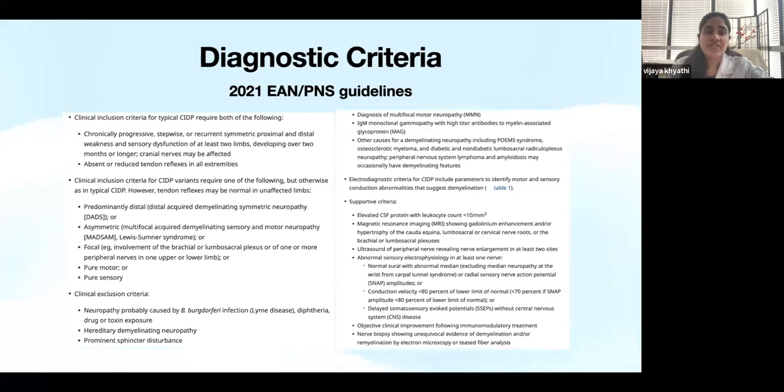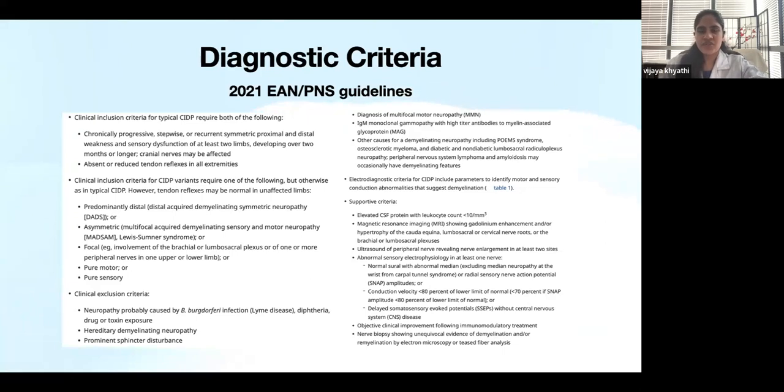Clinical inclusion criteria for CIDP variants are predominantly distal, asymmetrical, focal, or pure motor forms. The exclusion criteria are if the neuropathy is probably caused by Lyme disease, diphtheria, or toxin exposure, if it is hereditary demyelinating neuropathy, prominent sphincter disturbance, IgM monoclonal gammopathy, or other demyelinating neuropathies. If the patient has these conditions, then we need to rule out CIDP.